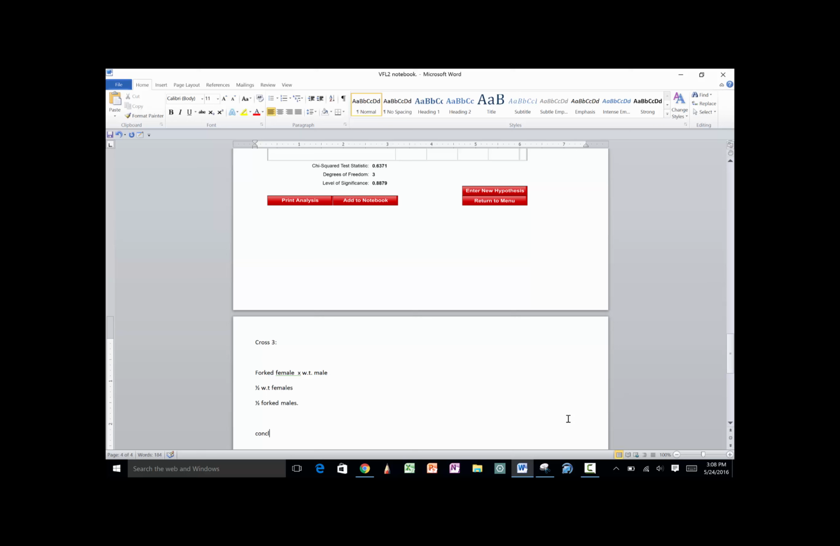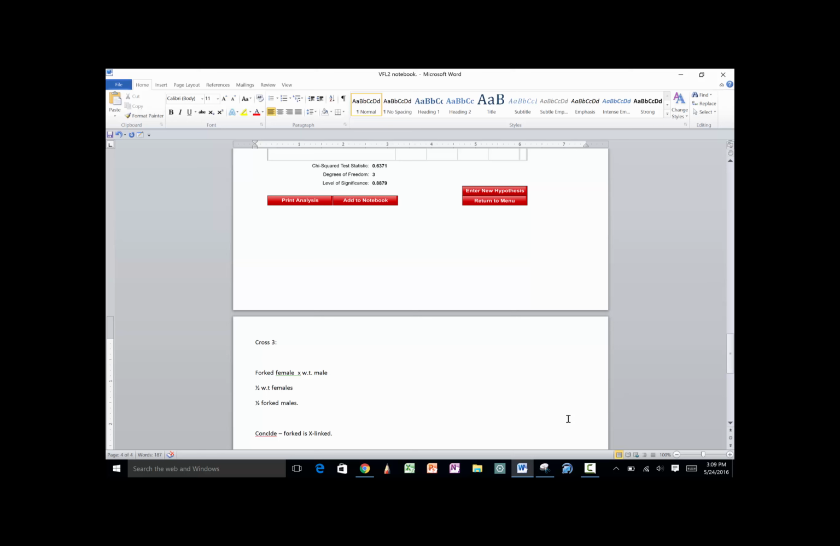Conclude. Forked is X-linked. You could also say sex-linked, but X-linked is more descriptive. Okay, so what does that mean?